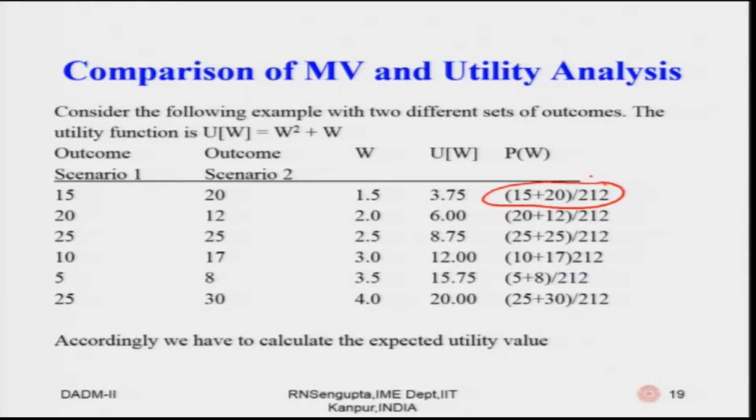15 plus 20, which is 35 divided by 212, and if you follow the last column, the probabilities are given. So, for the second row, that is for the utility of 6, it will be 32 by 212. For the third row, where the utility is 8.75, the value of probability comes out to be 50 by 212, and so on and so forth. So, accordingly we have to calculate the expected utility value and rank them accordingly.